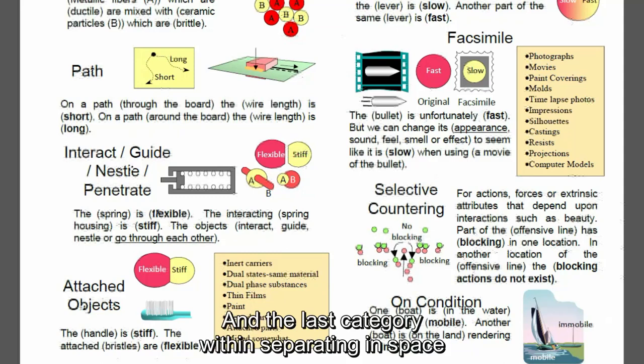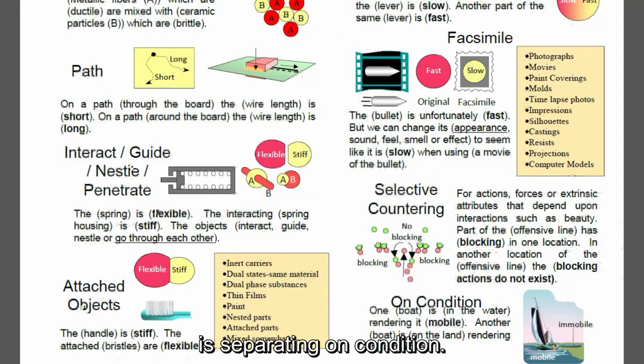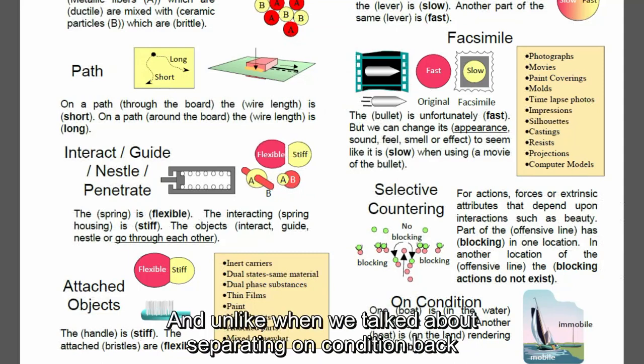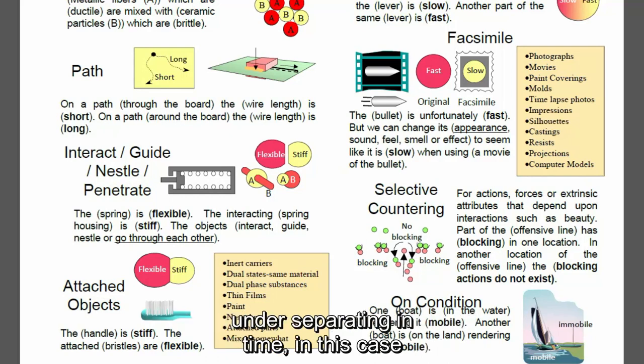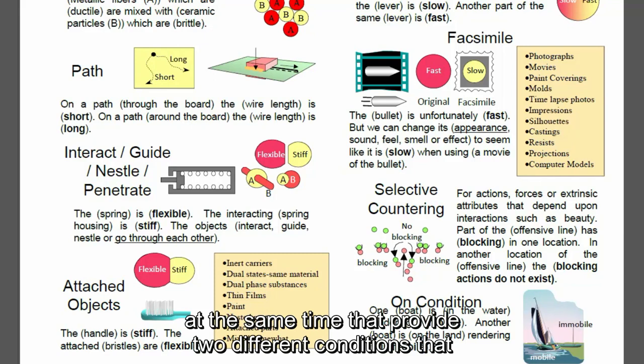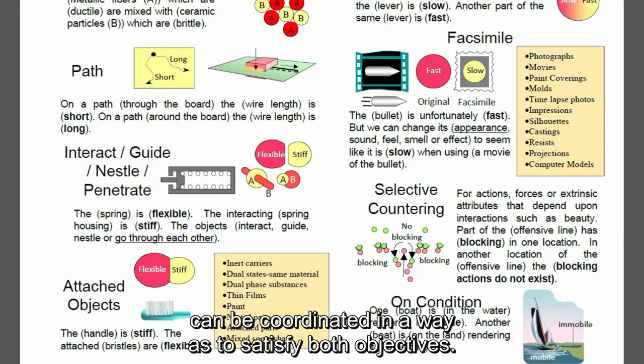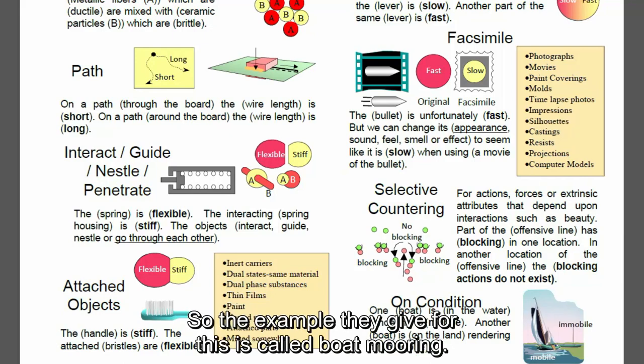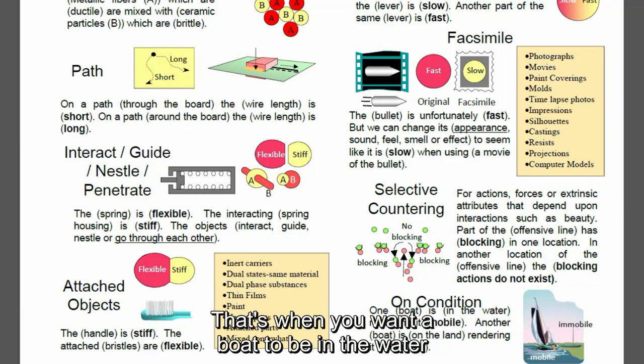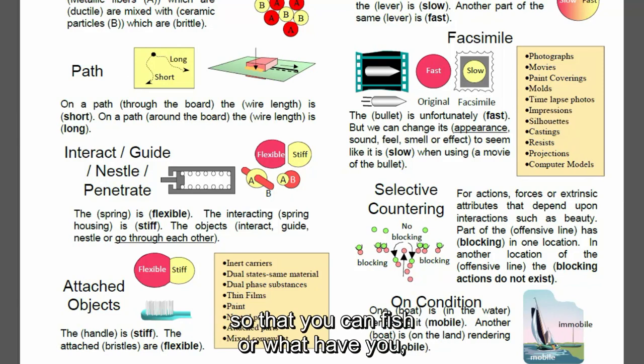And the last category within separating in space is separating on condition. And unlike when we talked about separating on condition back under separating in time, in this case we're looking for two different locations at the same time that provide two different conditions that can be coordinated in a way as to satisfy both objectives. So the example they give for this is called boat mooring. That's when you want a boat to be in the water so that you can fish or what have you, but you want it to be fixed or anchored so it's connected to something on shore or otherwise affixed so that it is not just free to float anywhere.